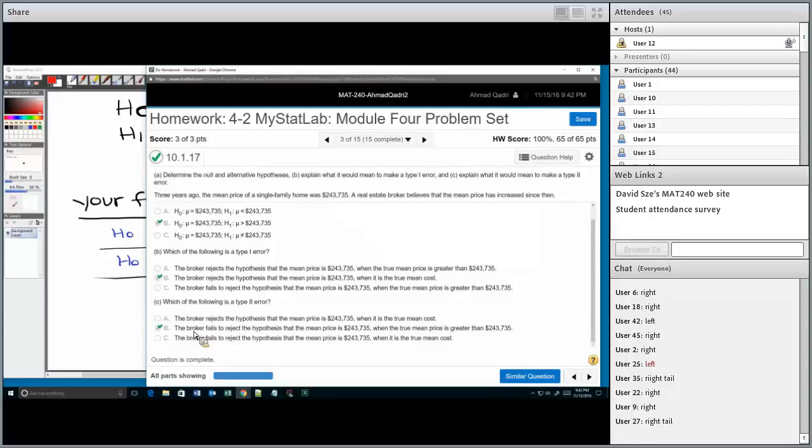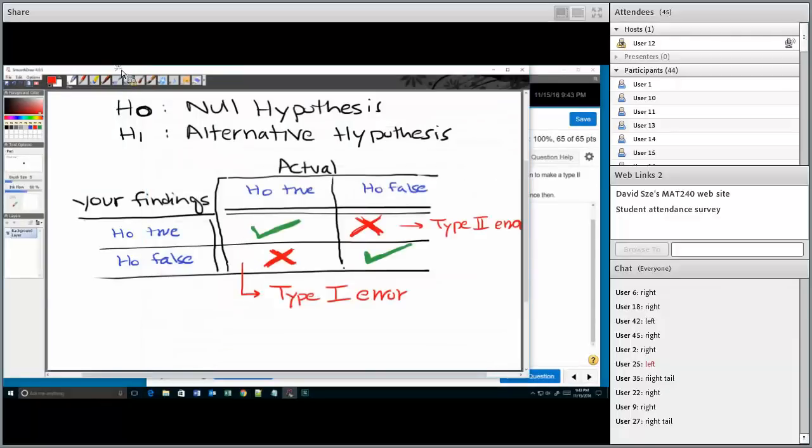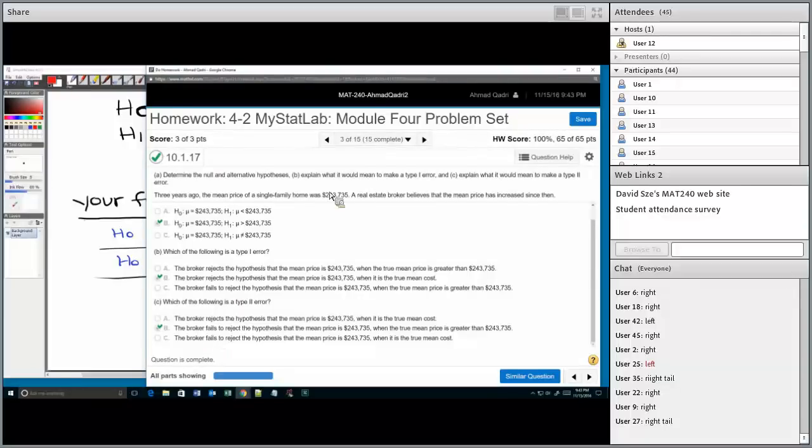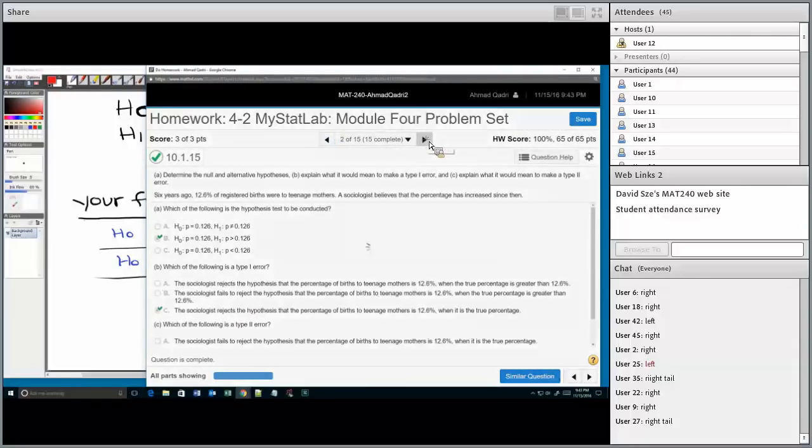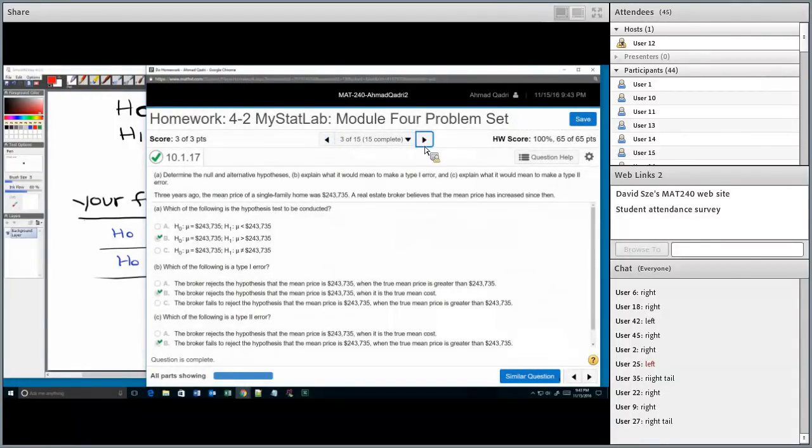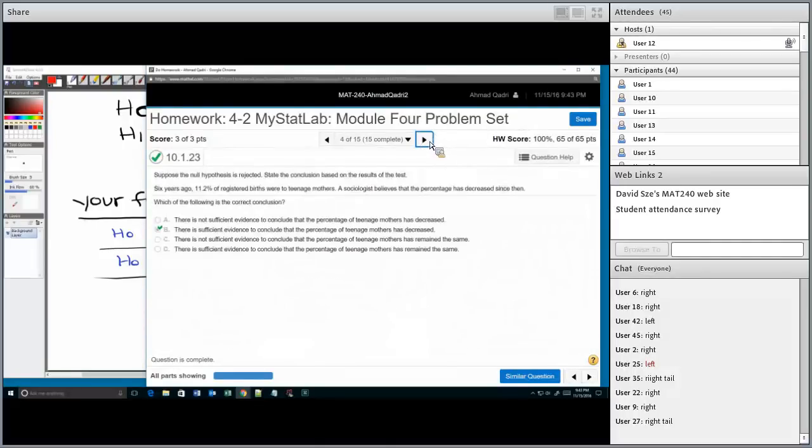Which of the following is a type 2 error? The type 2 error is when the broker fails to reject the hypothesis that the mean price is this. So the broker actually says this is true, when in fact the real price is more than 240,000. Okay, that's a type 2 error. So again, this will come to you as you memorize this matrix, and in these two problems, you should be able to practice identifying type 1 and type 2 errors.